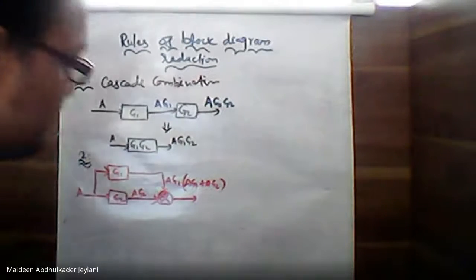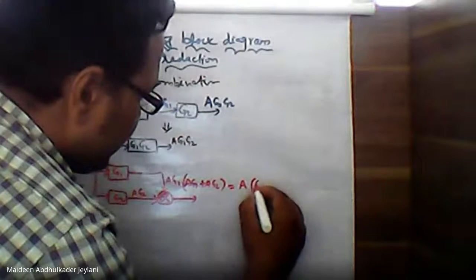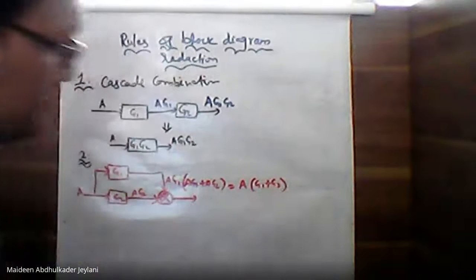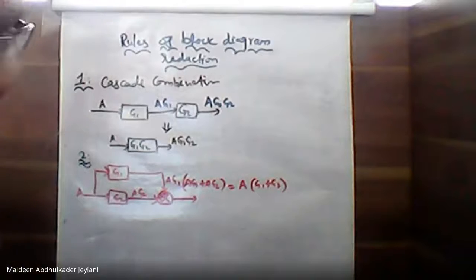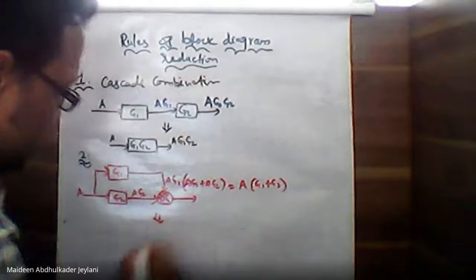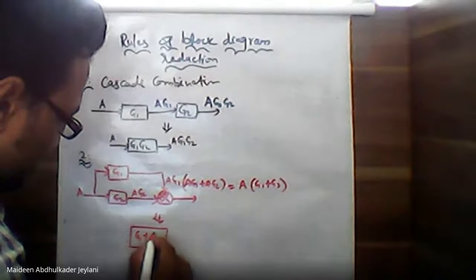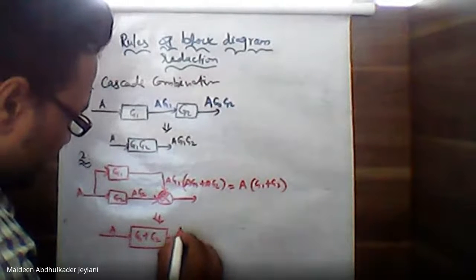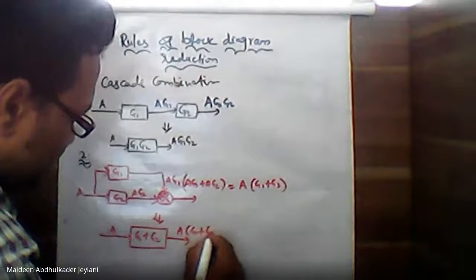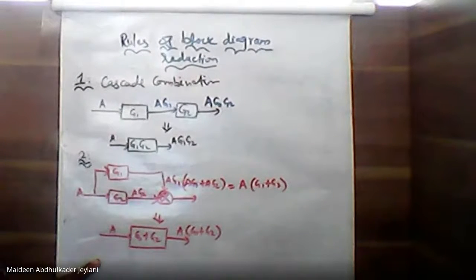So here the common term is A. I can take it outside, and I have A into G1 plus G2. Clear? Now how can I redraw this diagram? It is G1 plus G2 into A. So my output will be A into G1 plus G2. Is that fine for you all? Is that clear to you all?